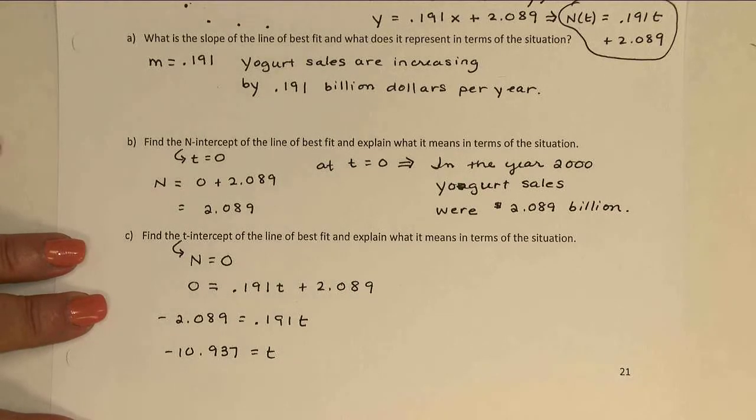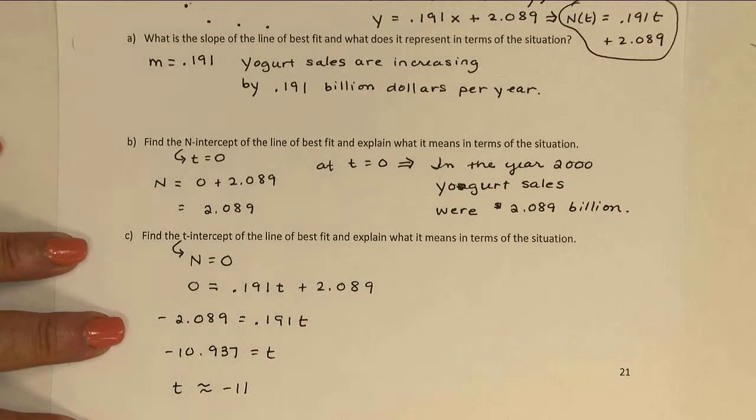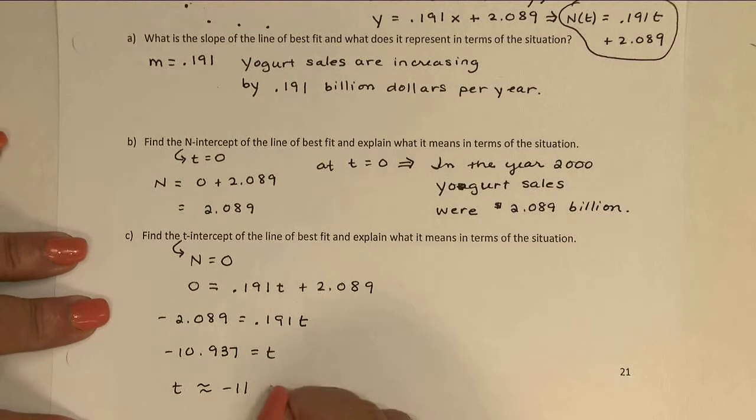Whether or not that makes sense depends on the particular problem. In this case, t is the number of years after the year 2000, so it would make sense that a negative value would simply represent the years before 2000, and I can probably interpret this. Since it is a year, I'm going to round it to the nearest whole value. I'm going to say t is approximately negative 11. So 11 years before 2000.